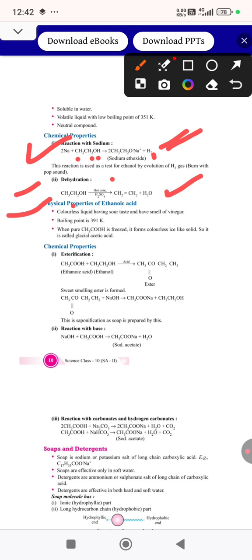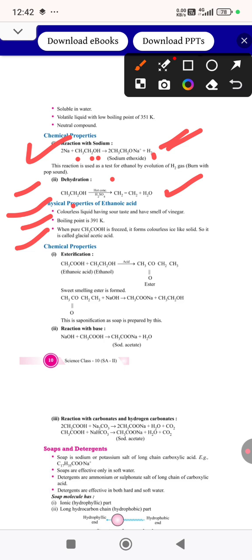Physical properties of ethanoic acid: it is a colorless liquid having a sour taste and the smell of vinegar. Its boiling point is 391 Kelvin. When pure CH3COOH freezes, it forms a colorless ice-like solid, and it is called glacial acetic acid.